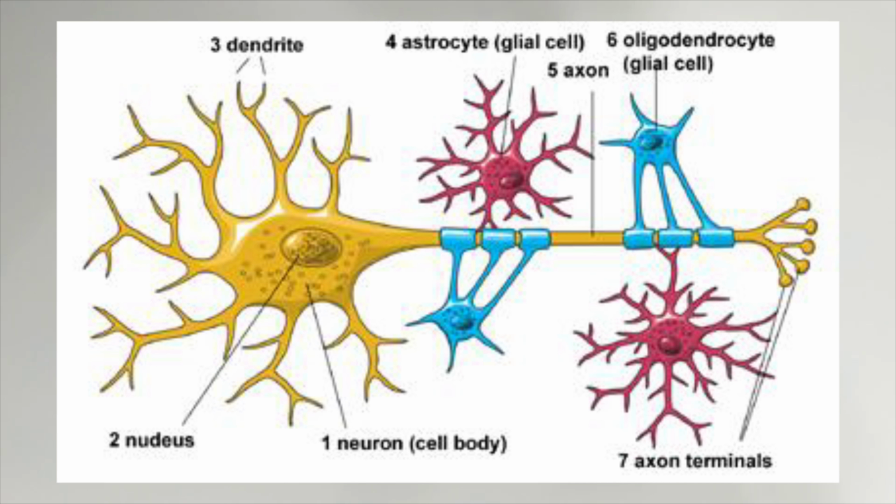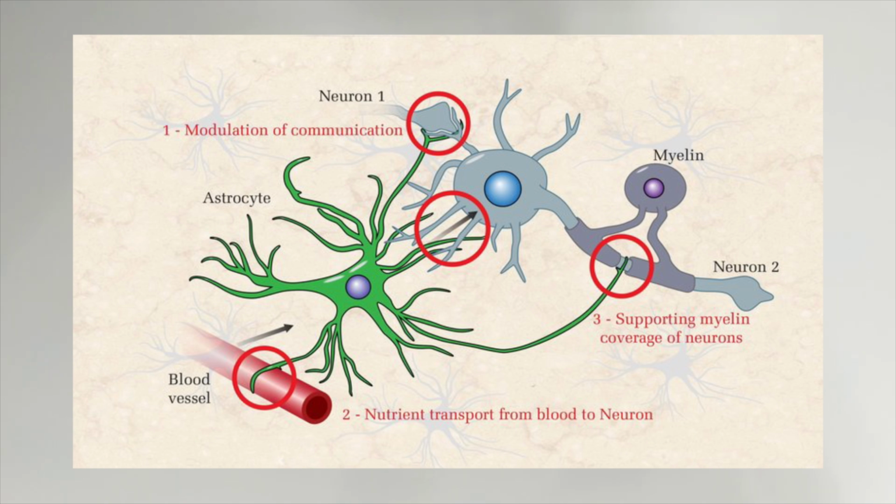So glia or supporting cells help maintain neuron structures and health. Astrocytes regulate extracellular concentrations of ions and neurotransmitters, and they even form blood-brain barriers, which are tight junctions which restrict the passage of most substances into the central nervous system, allowing for the extracellular central nervous system environment to be controlled. And these can also act as stem cells.